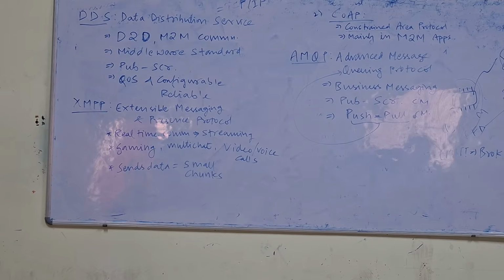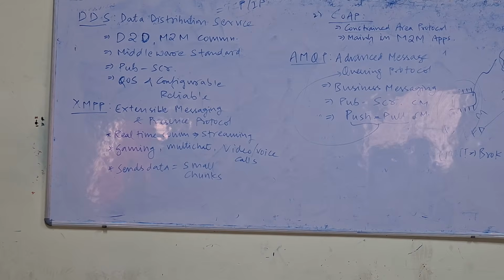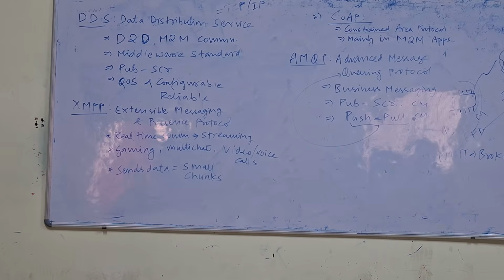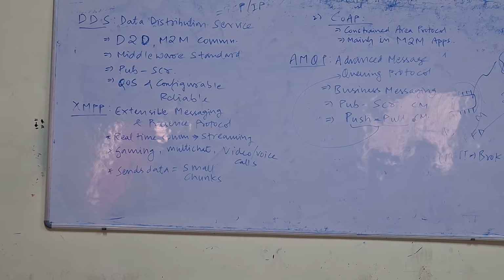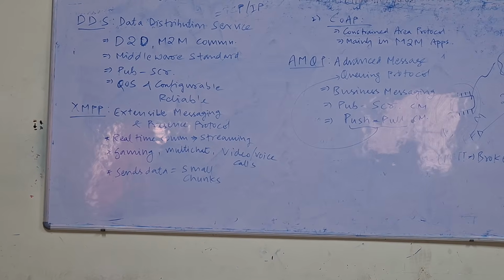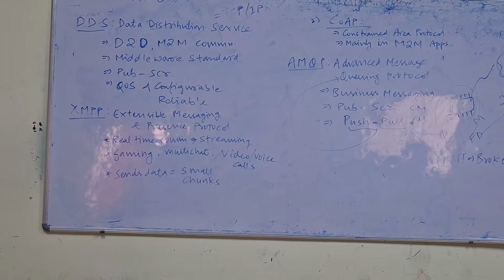So we have seen all the protocols, which use different communication models. If somebody asks which protocol uses the push-pull communication model, give an example: you should say the advanced message queuing protocol. Like this, you should be able to answer in the test; people usually don't get these things right. Clear?